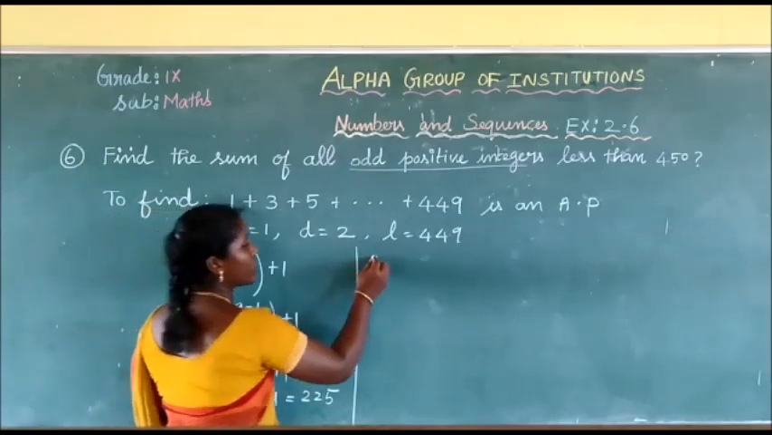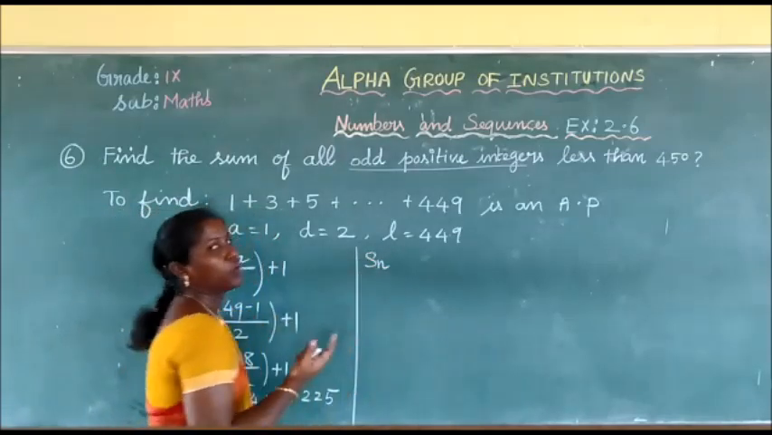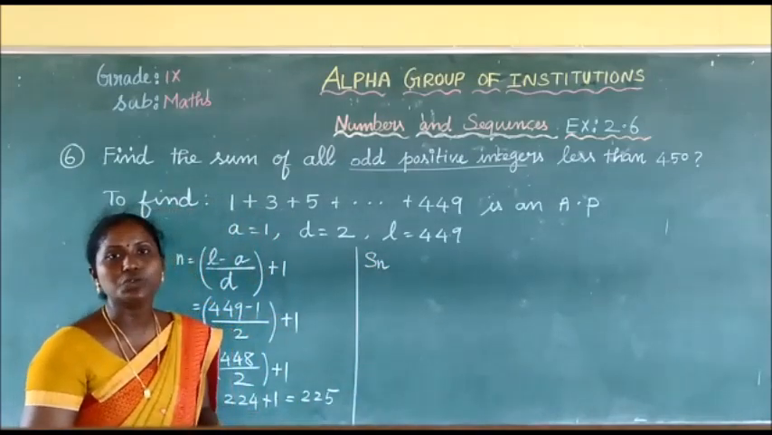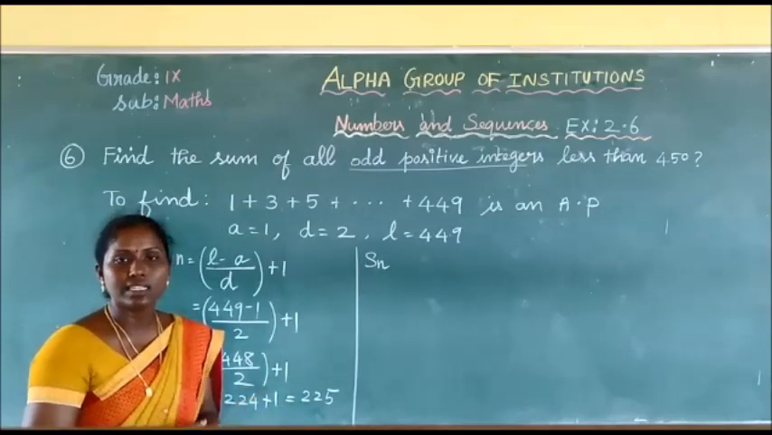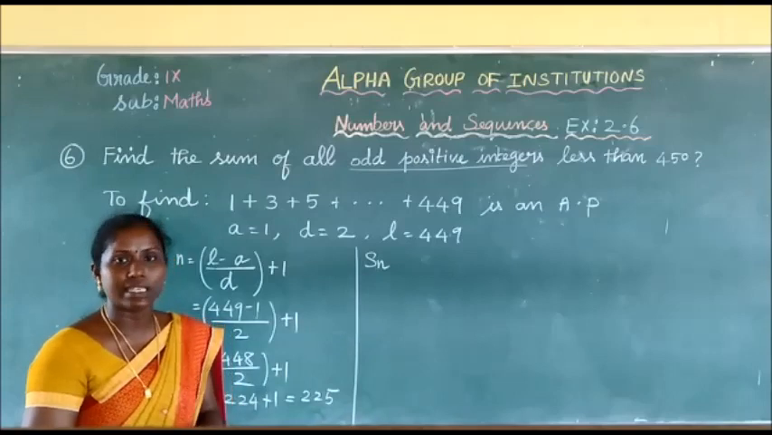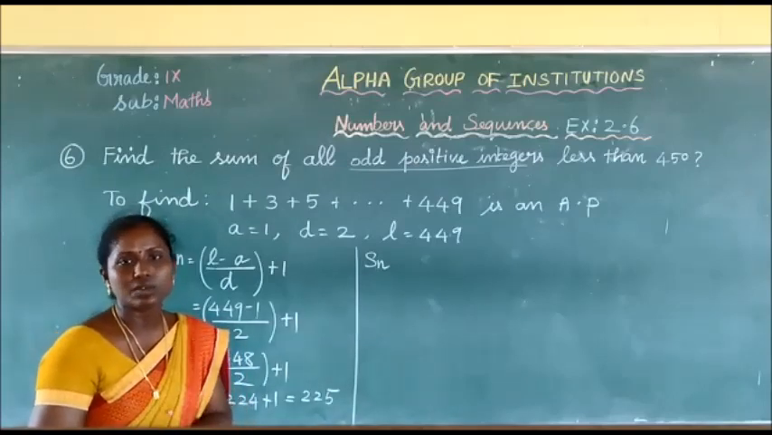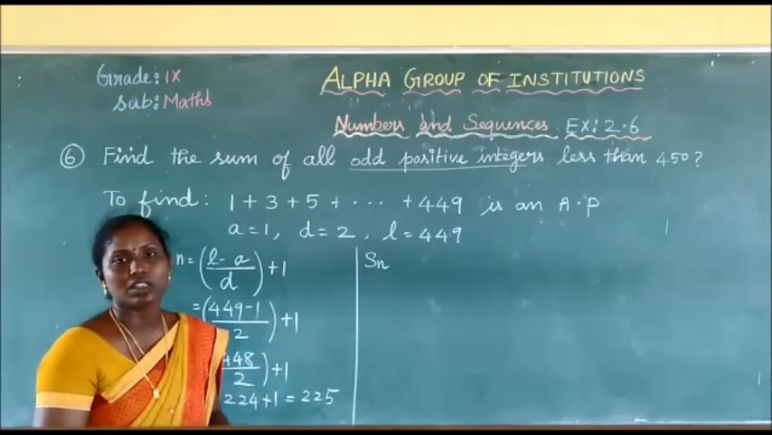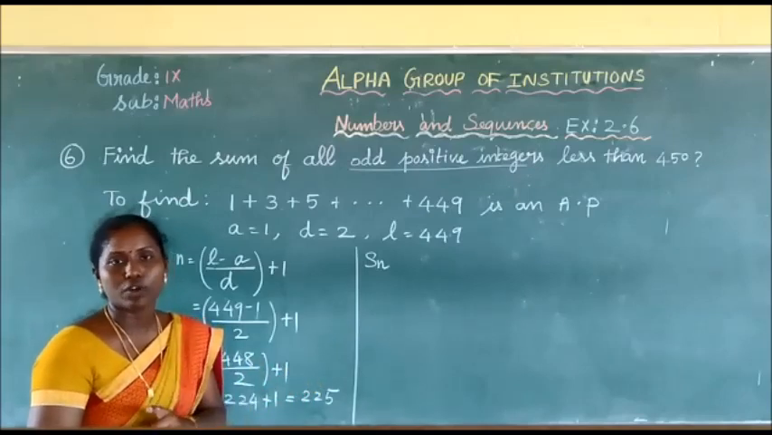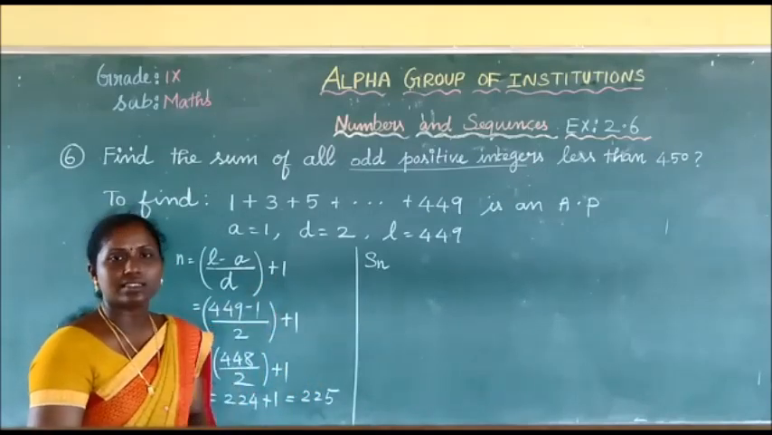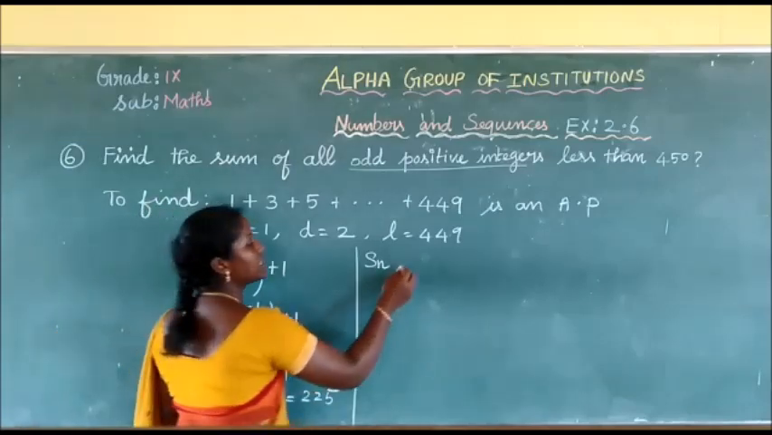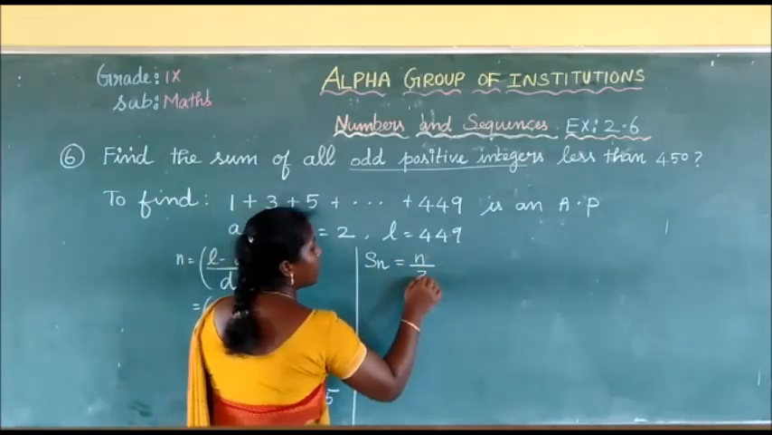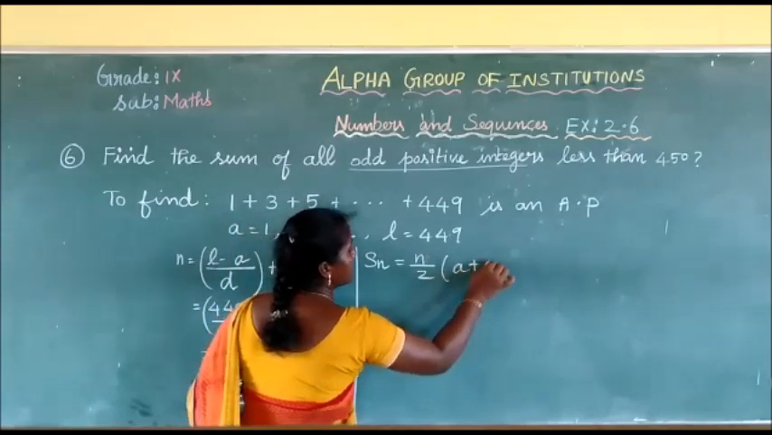So which formula can we use here? We have two formulas. One is Sn is equal to n by 2 into (2a plus (n minus 1) into d). The other formula is Sn is equal to n by 2 into (a plus l). Both will give the same result, but according to the given condition in the question, we can use either one formula. Here we know the last term, isn't it? So better we choose the formula Sn is equal to n by 2 into (a plus l).